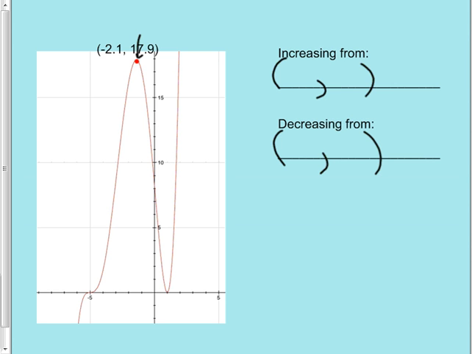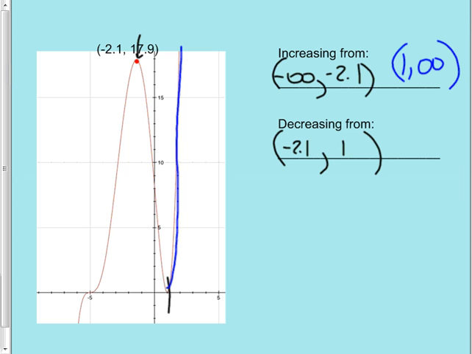All right, did you say from negative infinity until it hit negative 2.1, it was increasing? Raise your hand if you had that right. Okay, good. And decreasing from that moment on, at negative 2.1, until it hit x equals 1. Raise your hand if you had that part right. Good. And did you notice there was a third place? In here, it was increasing again, so you needed another increasing one from 1 to infinity. Who caught that one? Excellent. That's increasing and decreasing, and that's really easy.